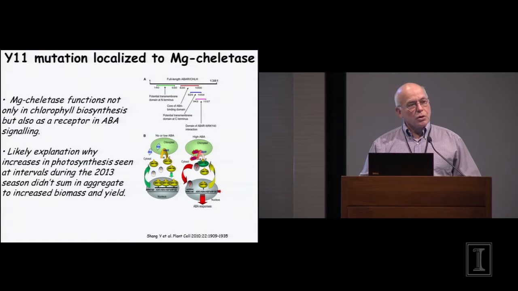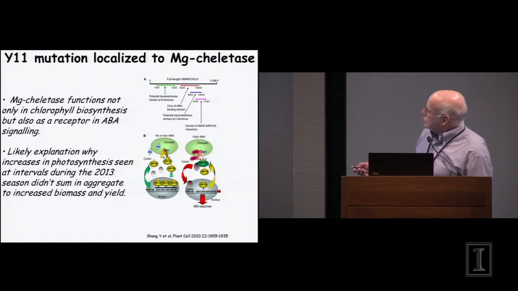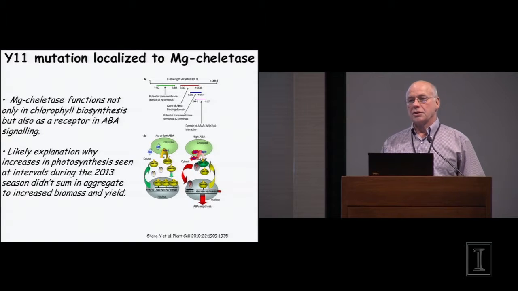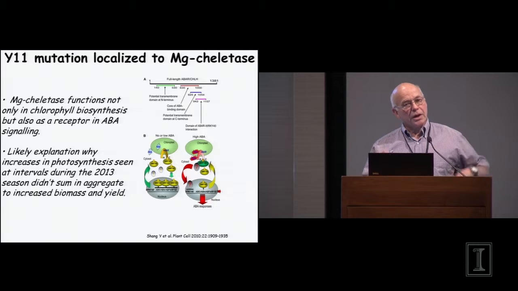And magnesium chelatase is well known to be a biosynthetic enzyme in chlorophyll synthesis. But more recently, it's also been shown to be involved in ABA signaling. It's a receptor for ABA signaling. It's on the outside of the chloroplast. And ABA, abscisic acid, is the so-called drought hormone. And so it's the hormone that's really involved in regulating the stomatal aperture and regulating stomatal conductance.